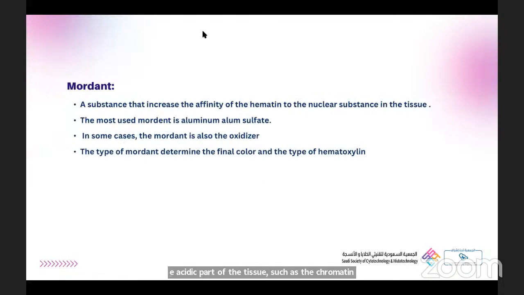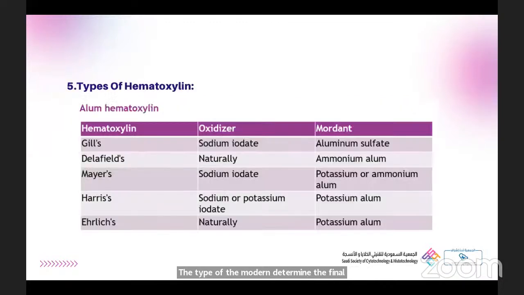Here is the mordant. As I mentioned, it is a substance that increases the affinity of hematin to the nuclear substance in the tissue. The most used mordant is aluminum sulfate alum. In most cases, the mordant is also the oxidizer. The type of the mordant determines the final color and the type of the hematoxylin.